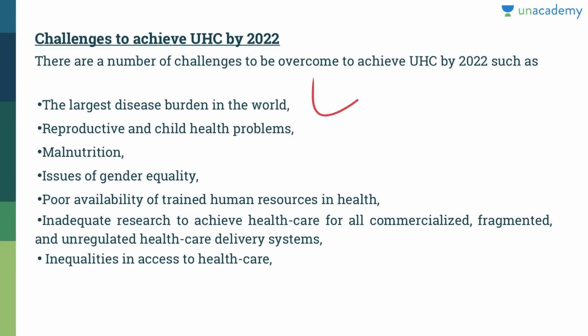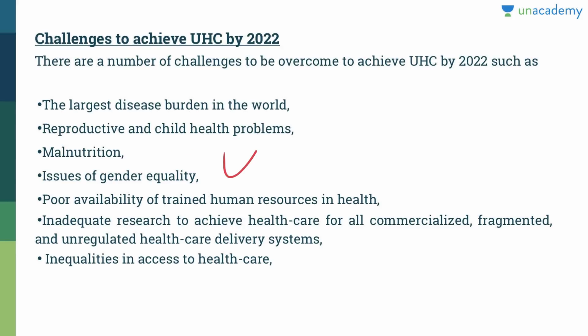This is one of the biggest challenges, the first challenge which we face as a country. Then reproductive and child health problems are there. That is the second challenge, a huge challenge. Then third is malnutrition. Malnutrition technically includes both overnutrition and undernutrition, so it includes obesity as well as marasmus and kwashiorkor. But malnutrition in the general sense, if a lay person is asking, means undernutrition.